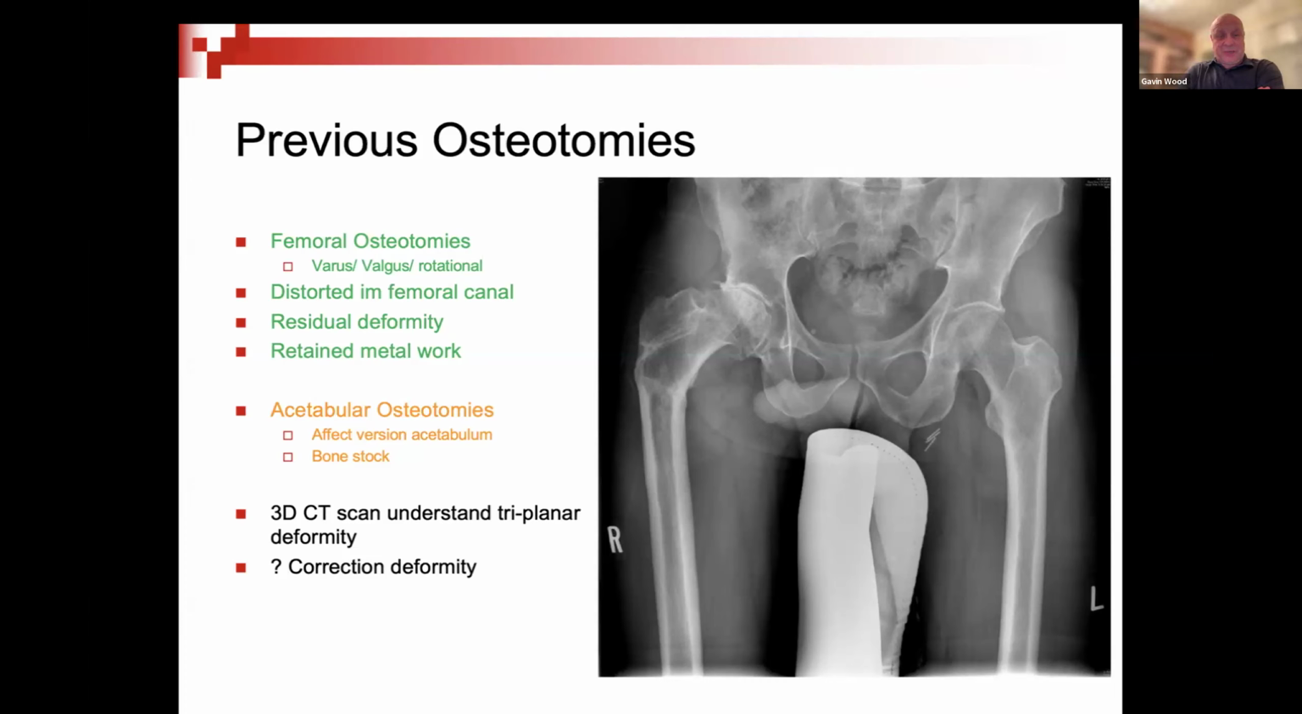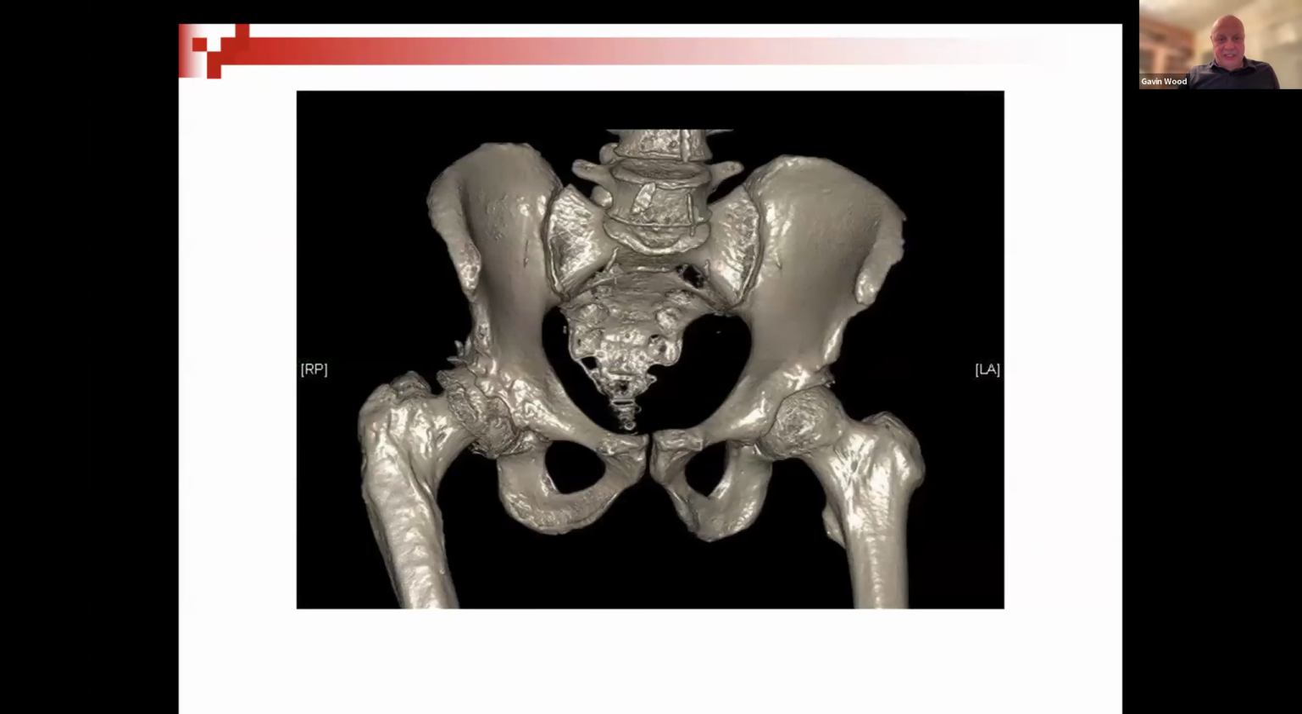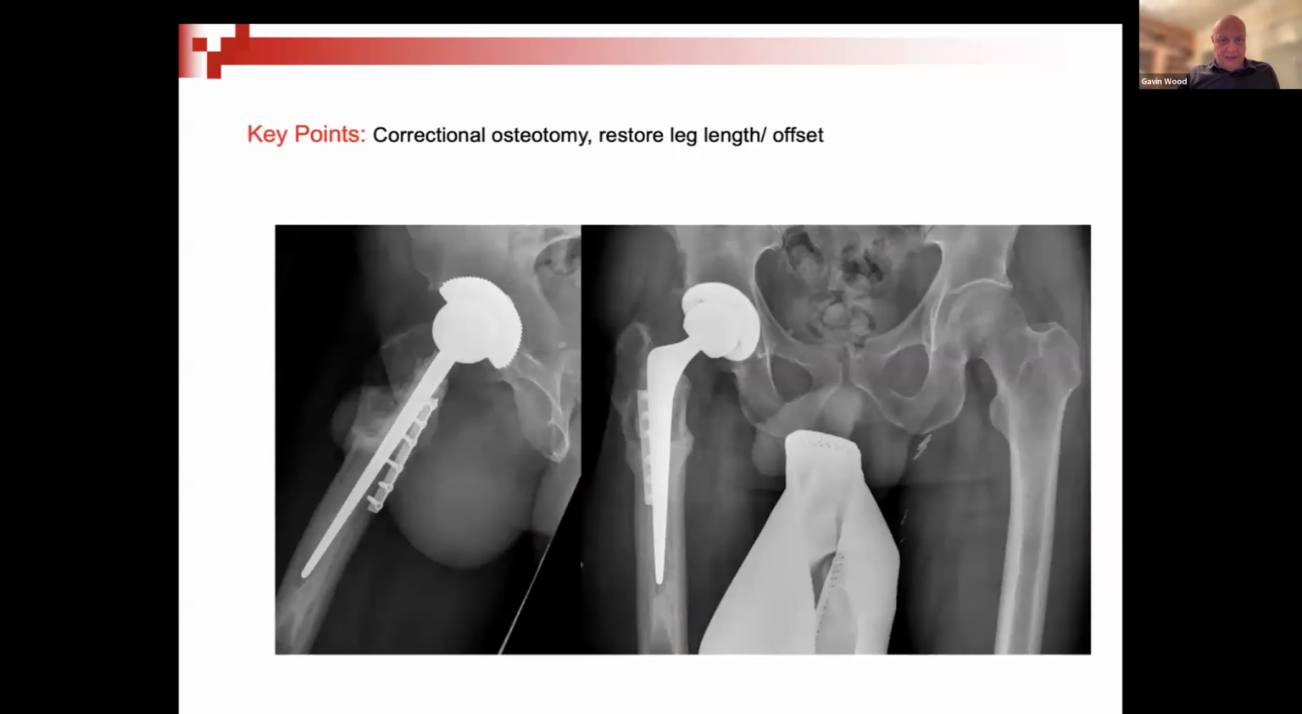Often, if there's a previous acetabular osteotomy, this can affect the true version of the acetabulum as well as bone stock. And I often find in these cases, whether it's an acetabular or femoral osteotomy, obtaining a 3D CT reconstruction scan can often be helpful in understanding any biplanar or triplanar deformity that may have occurred. And then you have to consider whether you have to correct that deformity or adapt that deformity with your implants. So a CT scan was done in this gentleman's case.